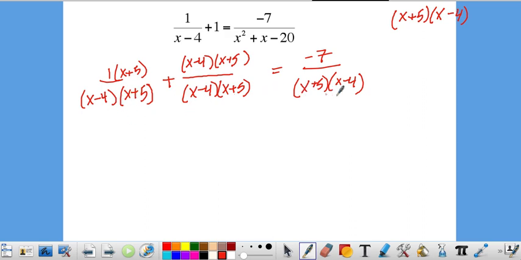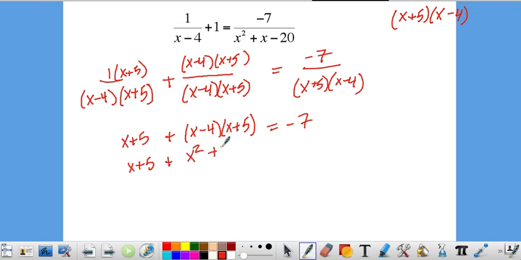Now that all of our denominators are the same, we can just focus on the numerators. So we have x plus 5 plus x minus 4 times x plus 5 equals negative 7. And now we have to solve this equation. I'm going to go ahead and FOIL in here. x plus 5 plus x squared plus x minus 20, that's the same thing as that, equals negative 7. Now let's combine like terms and set this baby equal to 0. So x squared plus 2x, and then we would have what? Minus 22 equals 0.